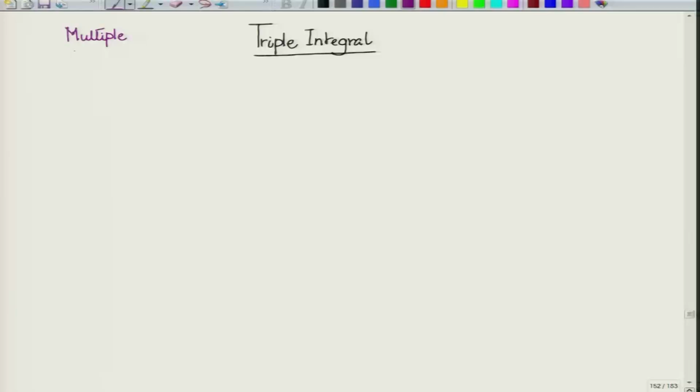So today we are going to start on the fourth part of multiple integrals 4, okay. This is the fourth lecture on multiple integrals, but this will actually cover triple integrals.